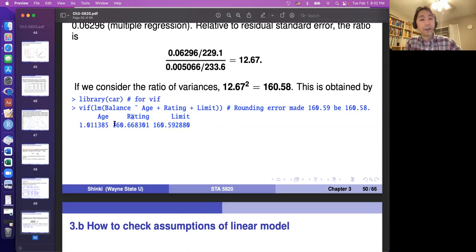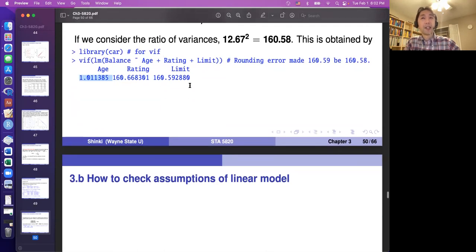Also rating, we have a very large variance inflation factor. But age isn't really correlated with other predictors, so its variance is not inflated much. So this is a very clear-cut result, but usually the result is much more vague.